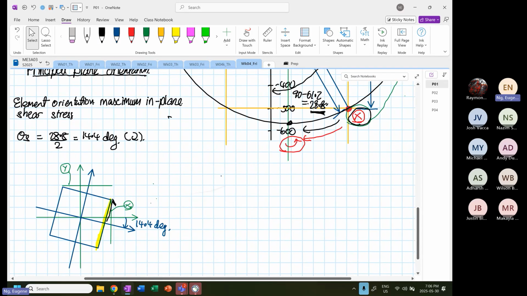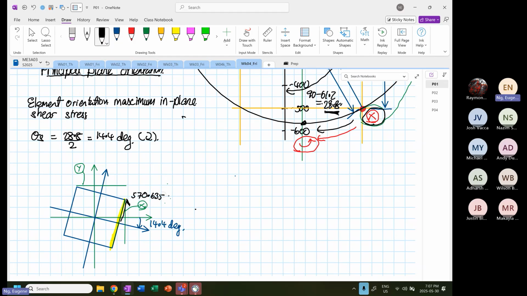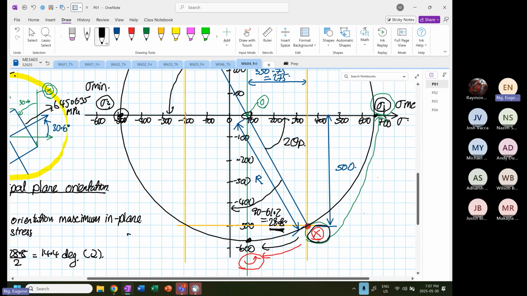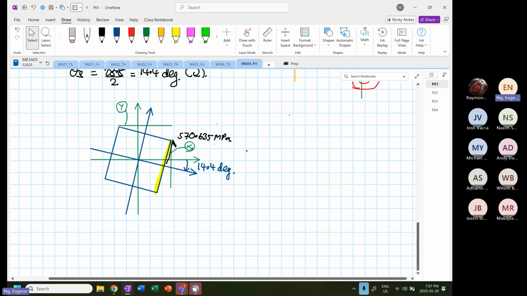Okay, so we will have 570.635 megapascal. And together, it also carries a normal stress, and we calculate the normal stress, which is equal to 75 megapascal in tension.